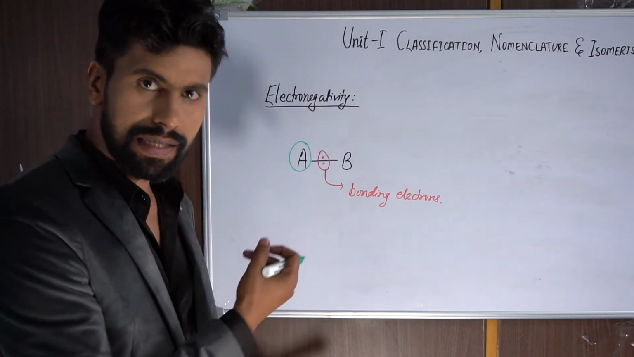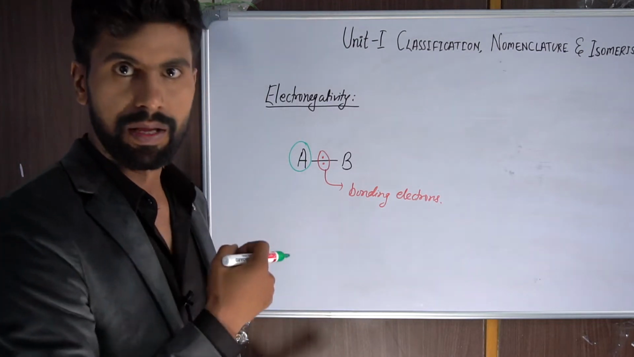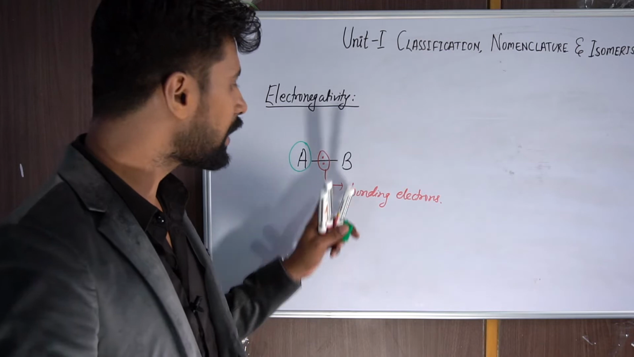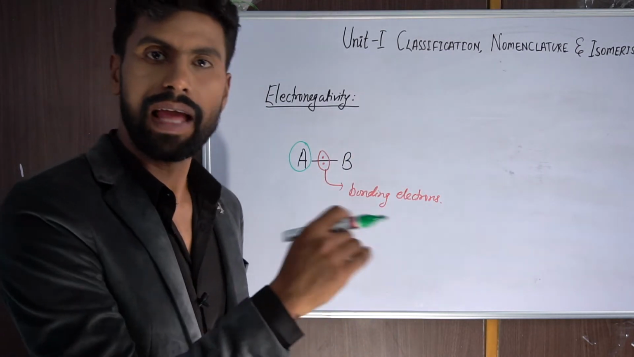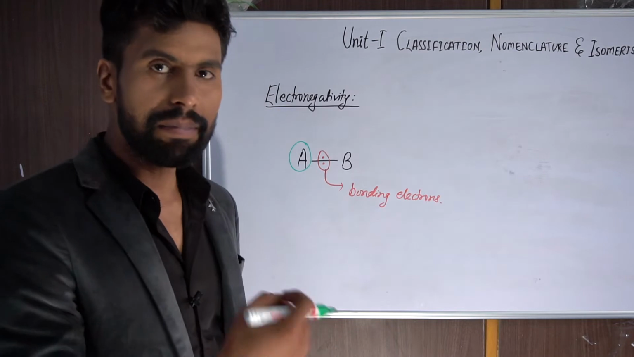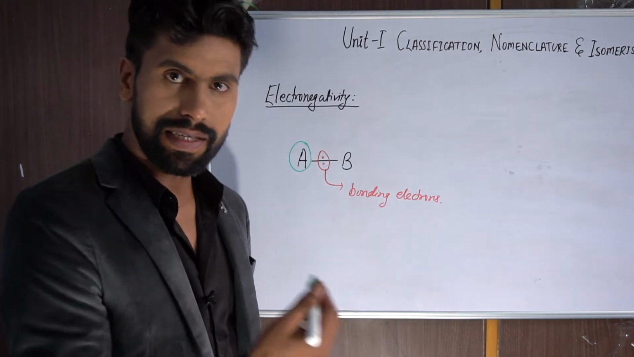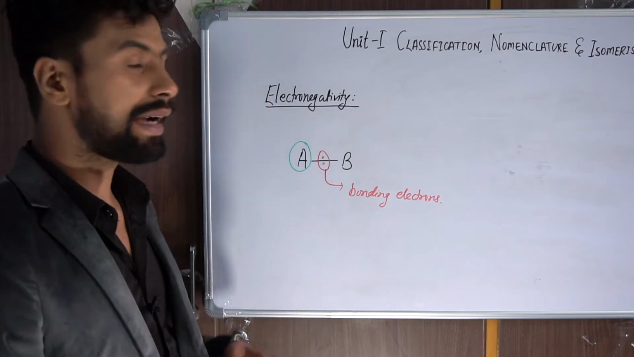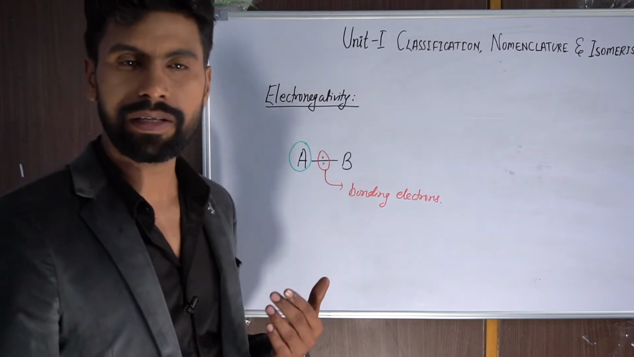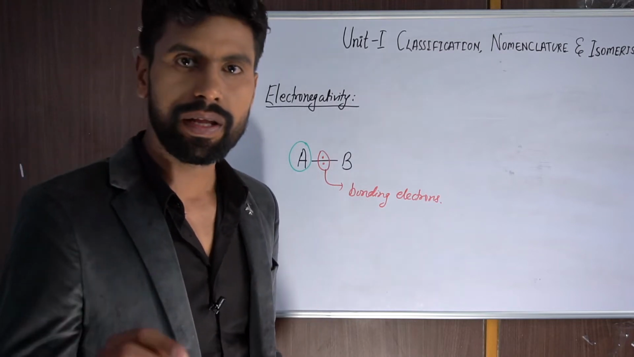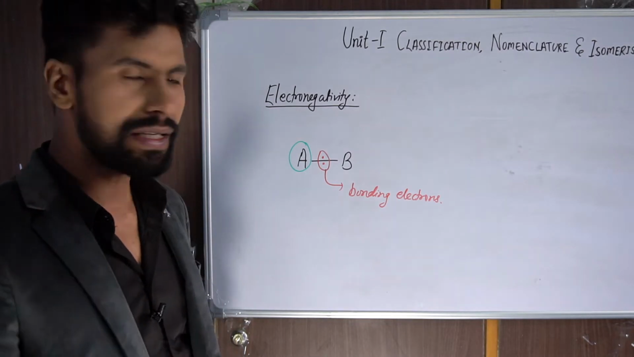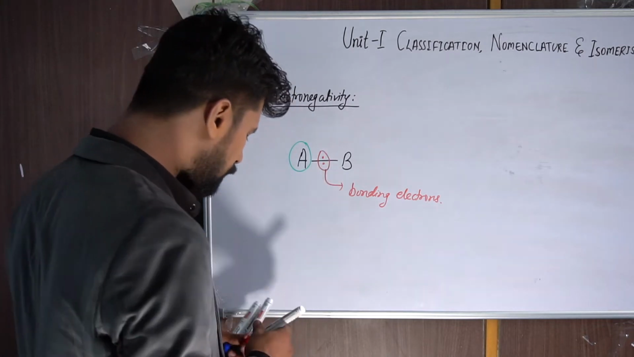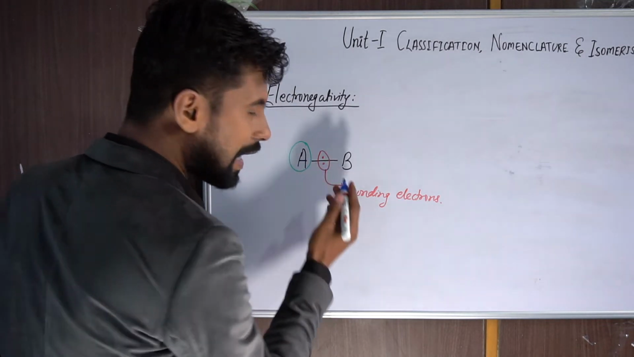Now this atom A is going to pull the bonding electron towards itself with a certain capacity, ability or strength. Similarly, B is also going to pull this bonding electron towards itself with a certain ability or capacity. This ability of pulling bonding electrons towards itself is called electronegativity. Understood? The atoms which pull those bonding electrons are called electronegative atoms. So here, suppose this A is more powerful and it is going to pull this bonding electron towards itself slightly.